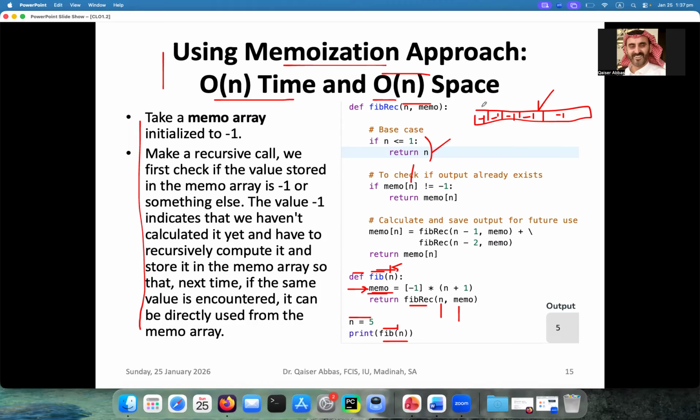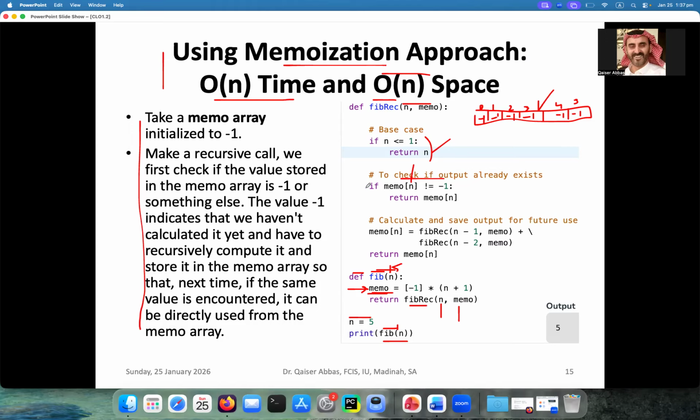For example, here the index starts from 0, 1, 2, 3, 4, and there is one more, 5, and here it is -1. So if memo[5] is not equal to -1, but memo[5] is equal to -1, the condition is false. That is equal to -1. Okay. So when the condition is false, it means the solution is not available.